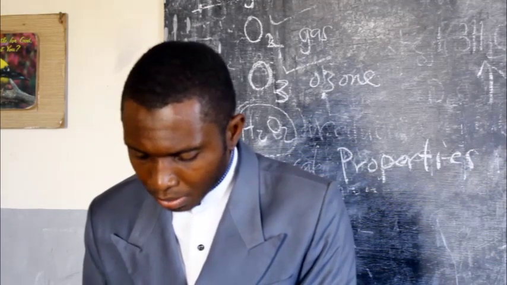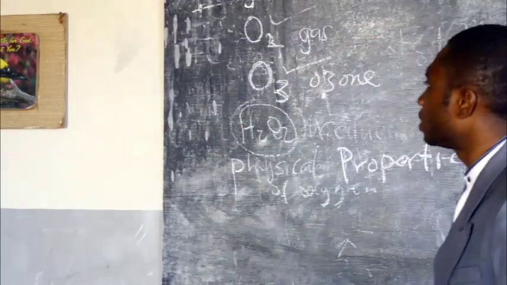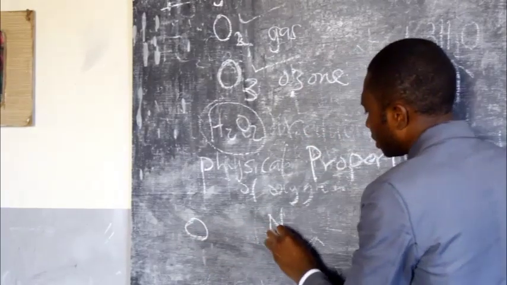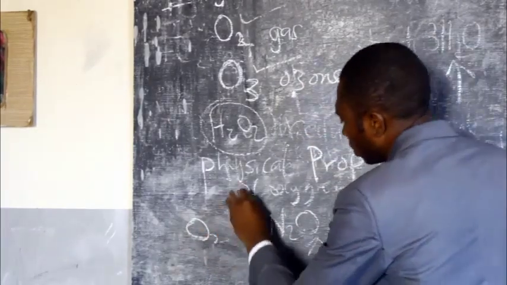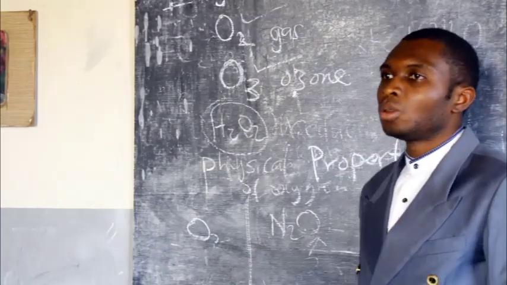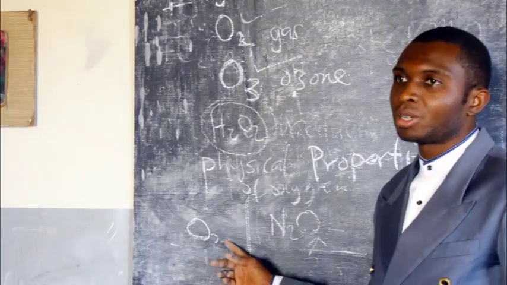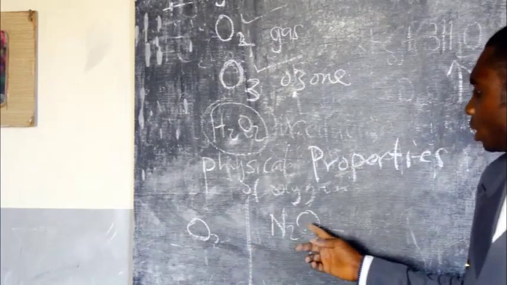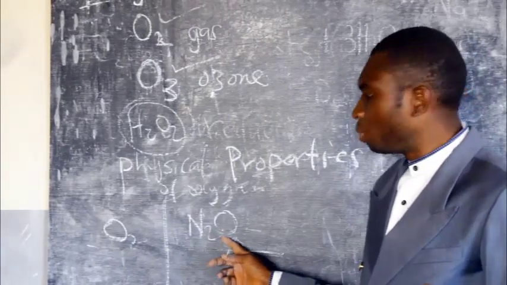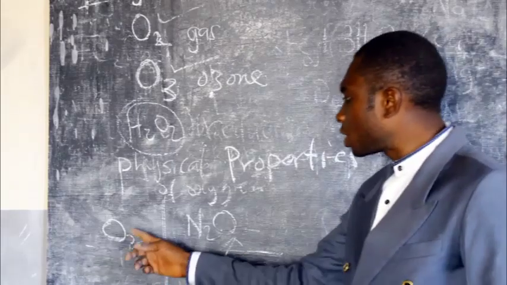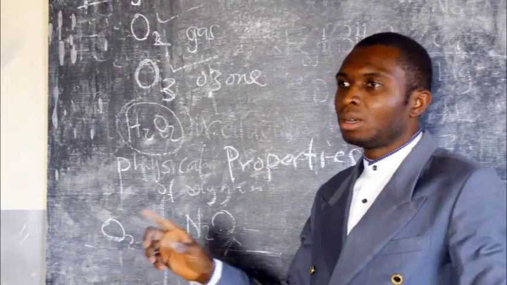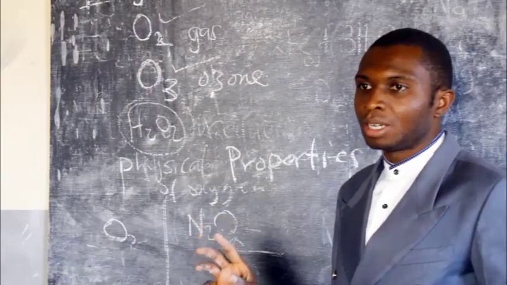Test for oxygen. Now, the cardinal point is the difference between oxygen and what? Nitrogen(I) oxide. Under the test of oxygen, you know oxygen rekindles a glowing splint. Nitrogen(I) oxide also rekindles what? A glowing splint.